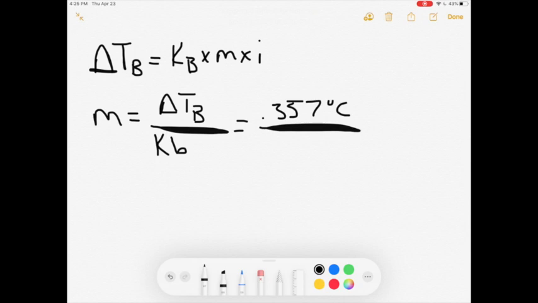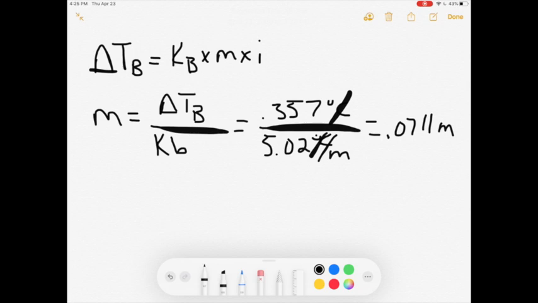It is 5.02 degrees Celsius per molal. So degrees Celsius is going to cancel, and we get 0.0711 molal. So there's our molality. And we know molality has moles of solute over kilograms of solvent, right?